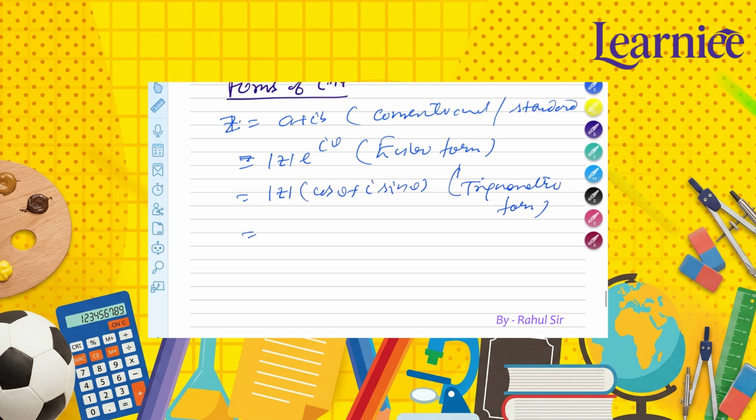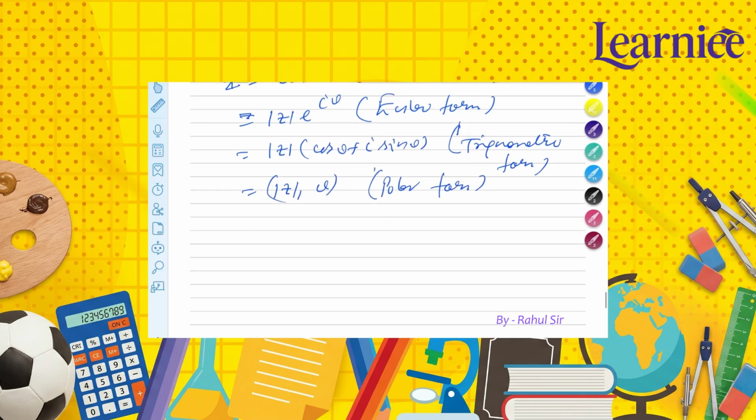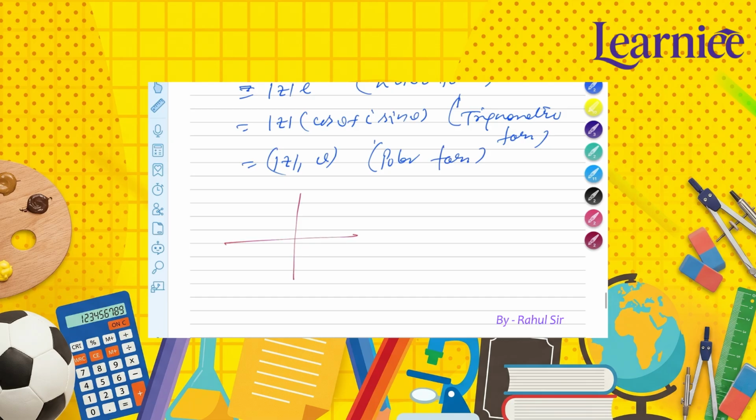And if it is like this, r comma theta, sometimes mod z and theta, this is called the polar form. Okay, why polar form? Because any point in a Cartesian plane, similar to the concept in the Argand plane also, if you want to reach that point, either you move a distance a here and then b distance here. That's why it is called a comma b.